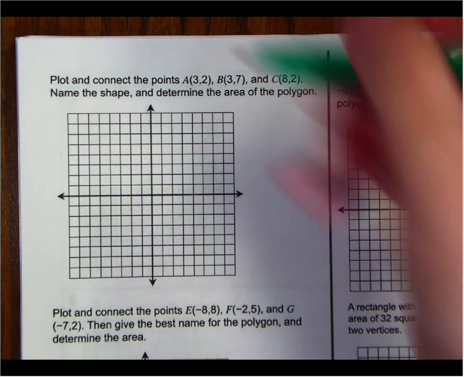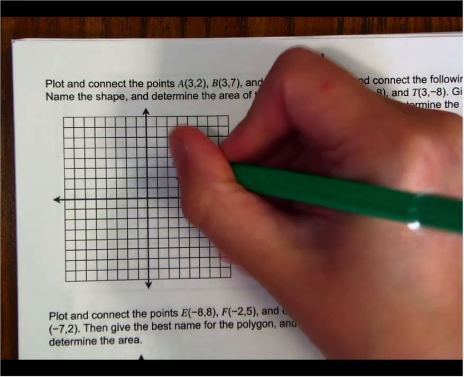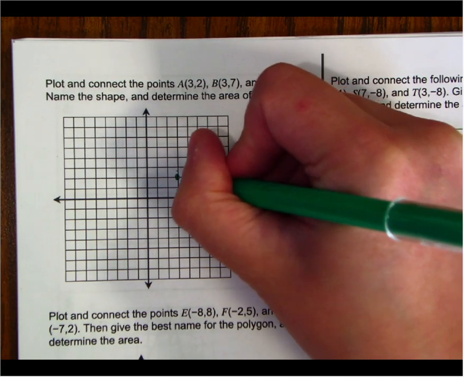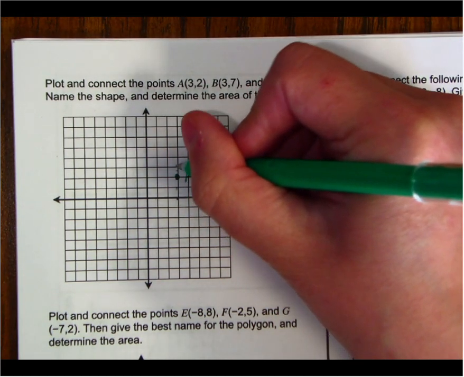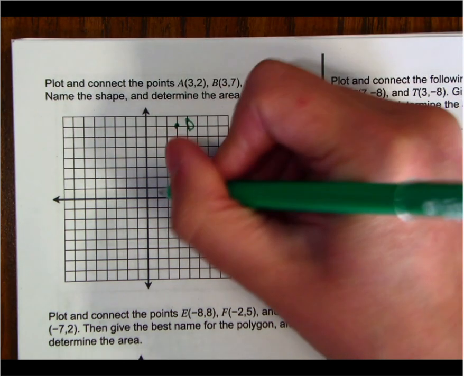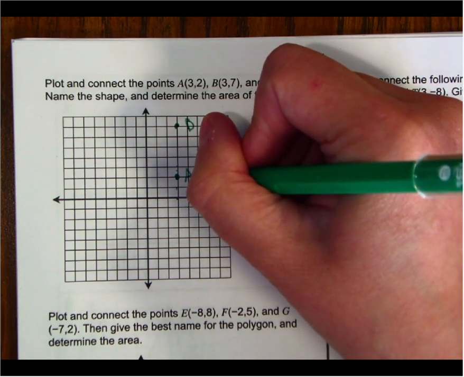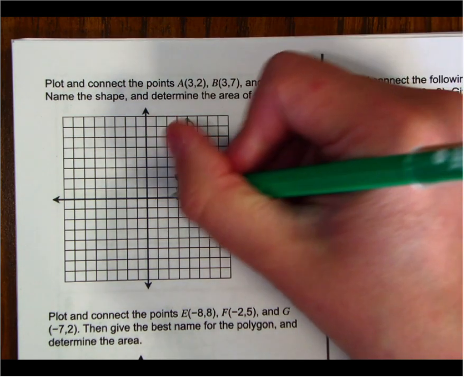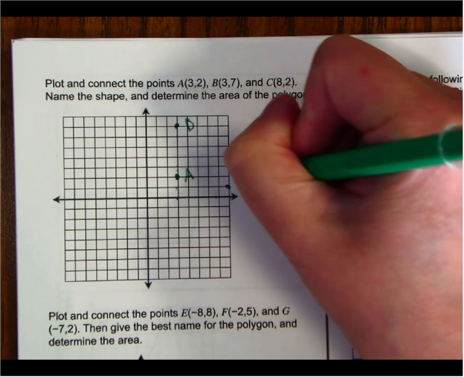Okay, so it says, first you got to point A. 1, 2, 3, 1, 2. So I like to put my dot and put the letter. B. 1, 2, 3, 1, 2, 3, 4, 5, 6, 7. Right there, B. And C. 8, 2. Oh, wait, did I do something wrong? No, I didn't. Okay. 1, 2, 3, 4, 5, 6, 7, 8, 2. I thought it was right next to it.